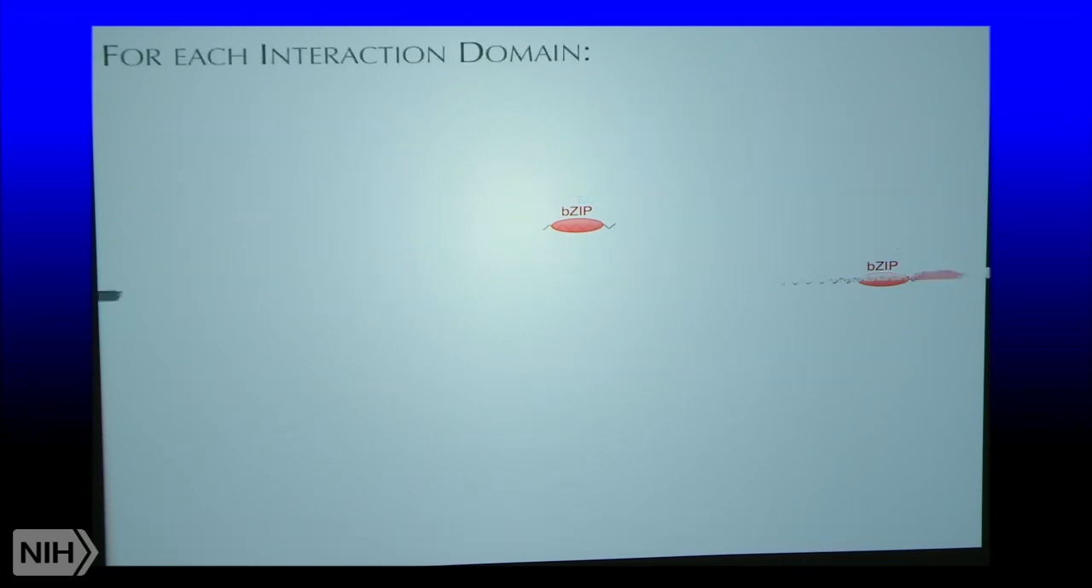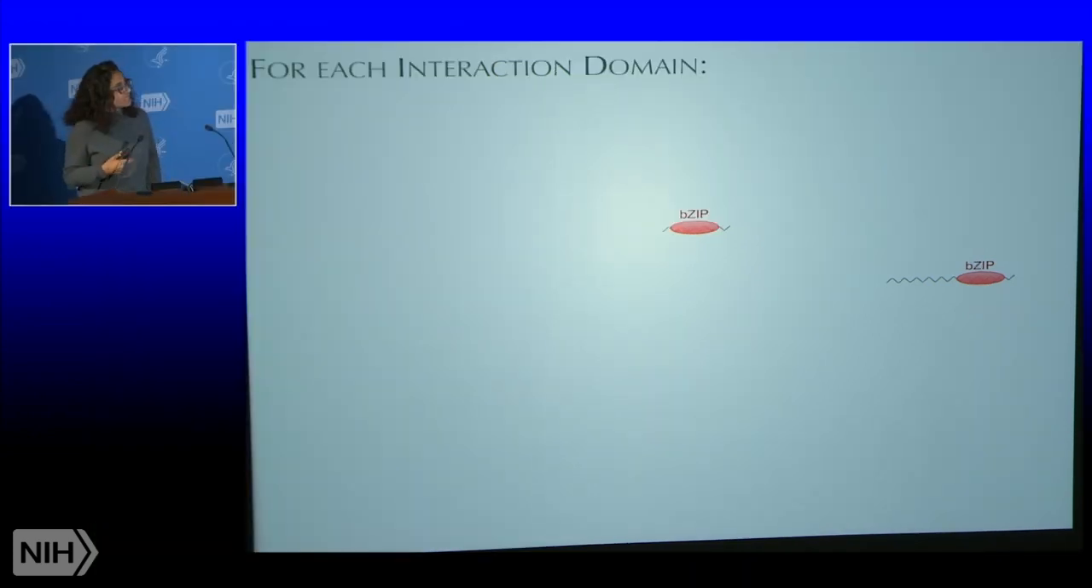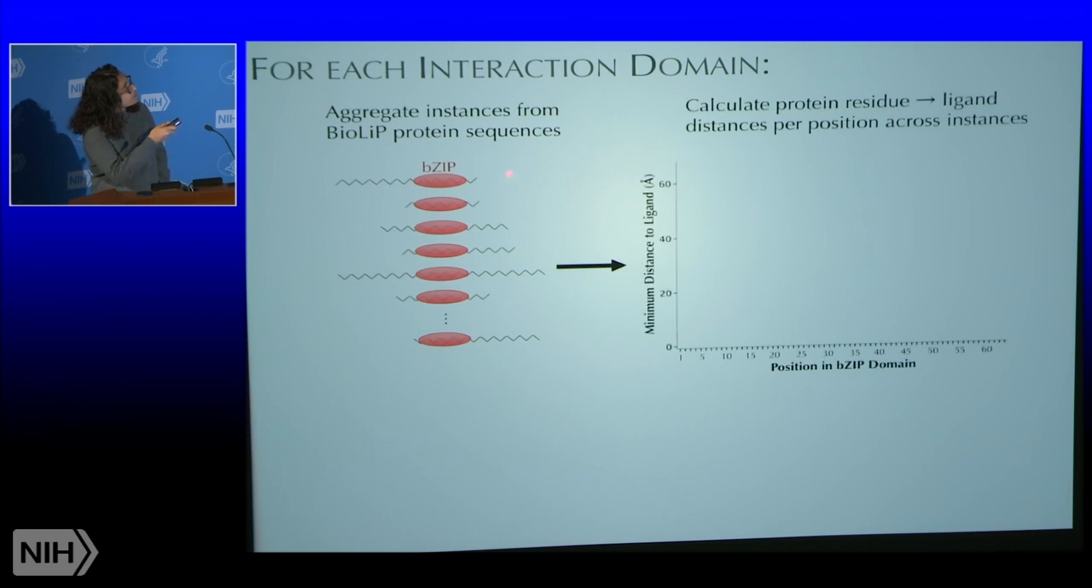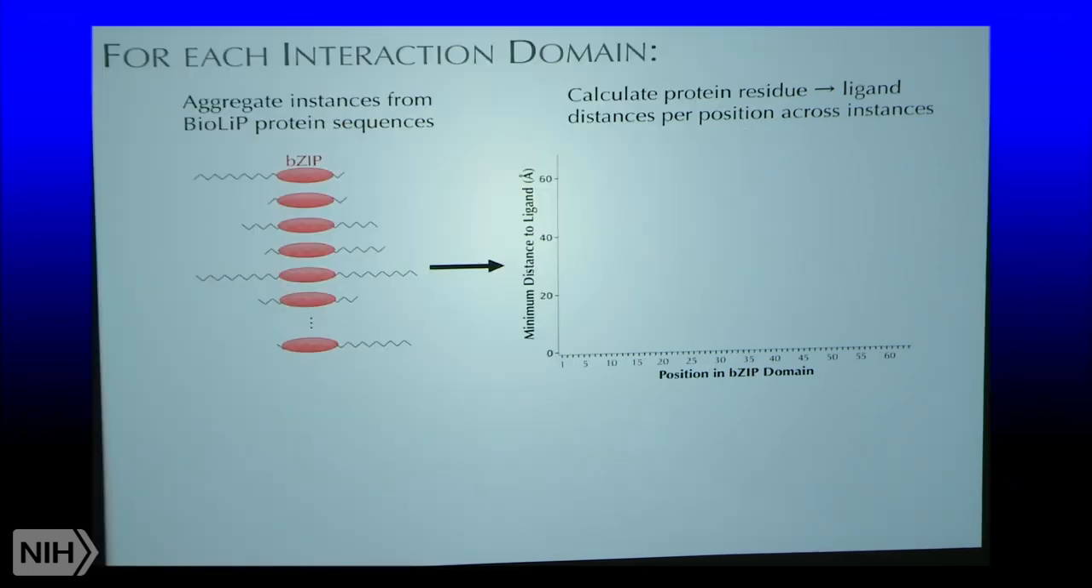Okay, so how might this work? Let's say we want to build a model of interaction for the bZIP domain. The bZIP domain is another domain that binds DNA. We're going to find all bZIP domains in BioLiP, and we're going to aggregate them. So here are your various sequences with your bZIP domains. You'll recall that the probabilistic pattern has a particular length, and we can think about each position within this bZIP domain. So now we're going to look at each position in the bZIP domain, and we're going to ask, how close is it to the ligand of interest?